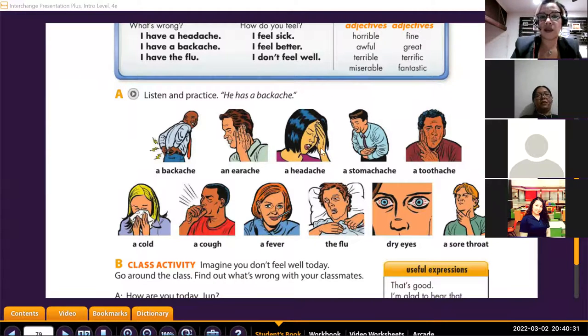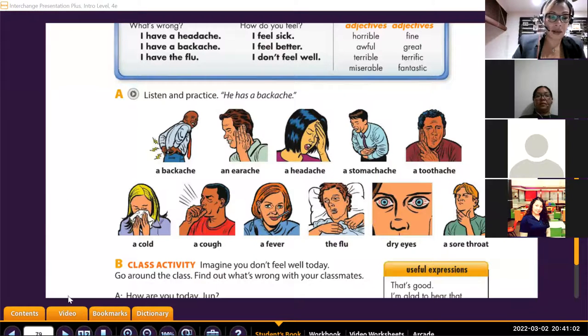And things like that. What do you usually do whenever you have some of these illnesses and pains? ¿Qué hace cuando tiene estas enfermedades o dolores? Okay, so decir, whenever I have, siempre que tengo un, ¿qué? An earache. Whenever I have an earache, I take an aspirin or a Tylenol, something like that, so you can practice.